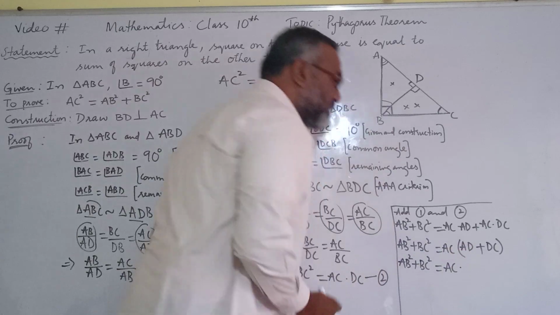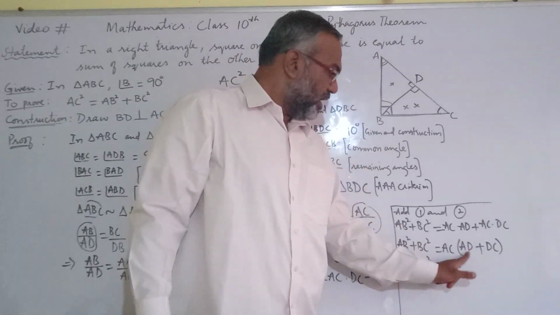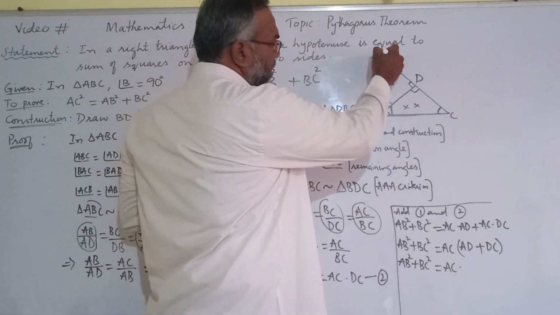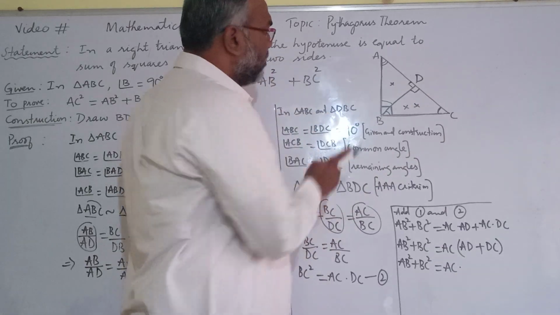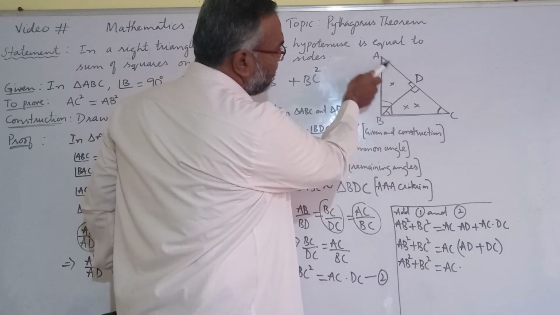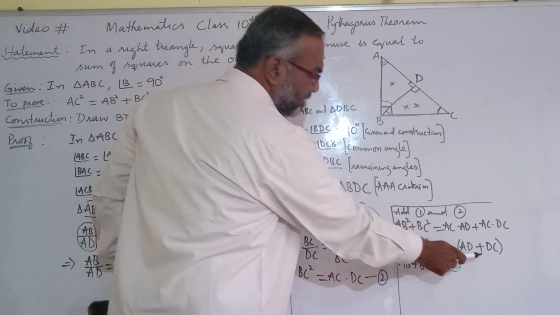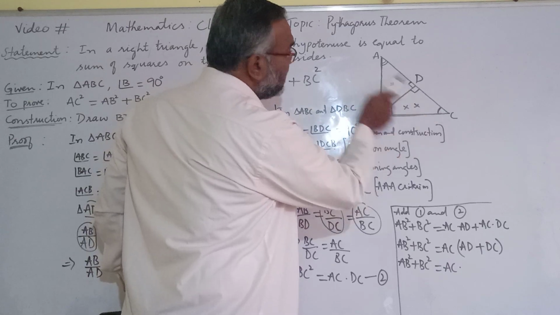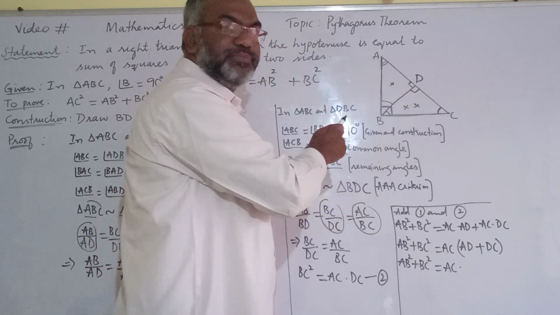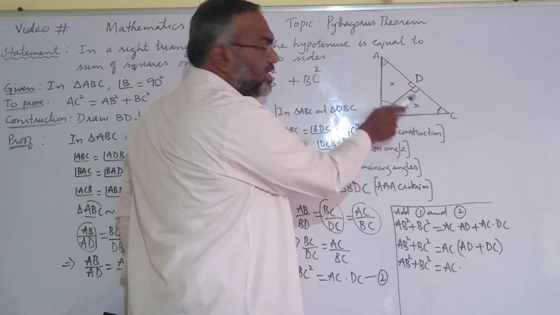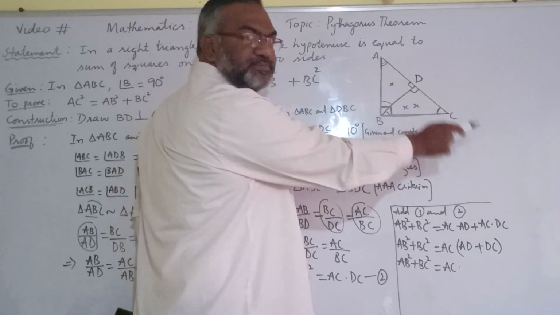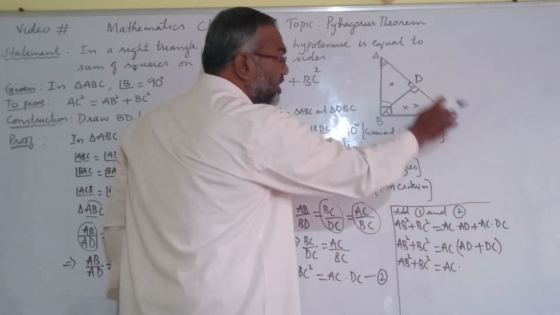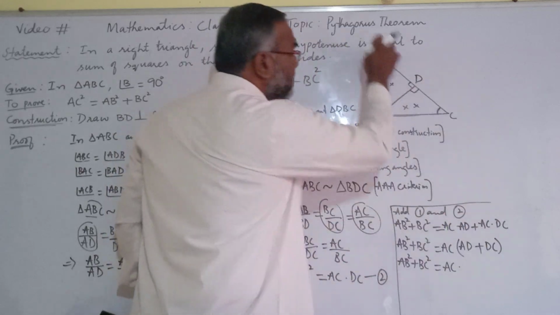Now, AB square plus BC square will be equal to AC into AD plus DC. Go to the figure. Observe carefully. AD, this part, plus DC, this part. If you add this part AD plus DC, that will become the whole line AC. We are adding these two parts, so that will become AC. So from the figure, AD plus DC is AC.